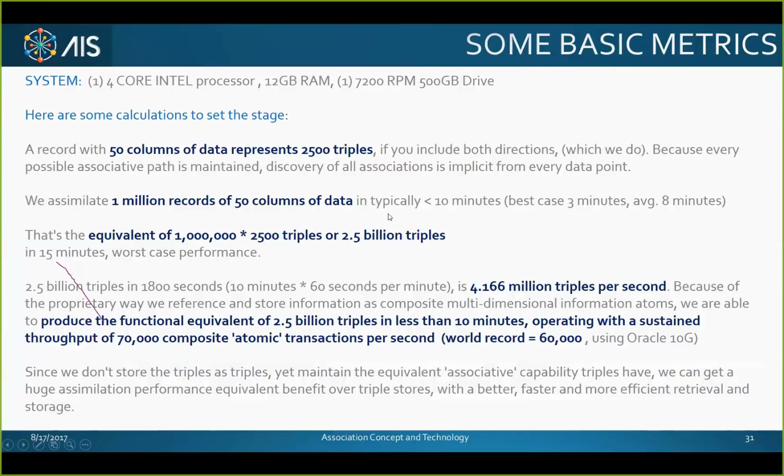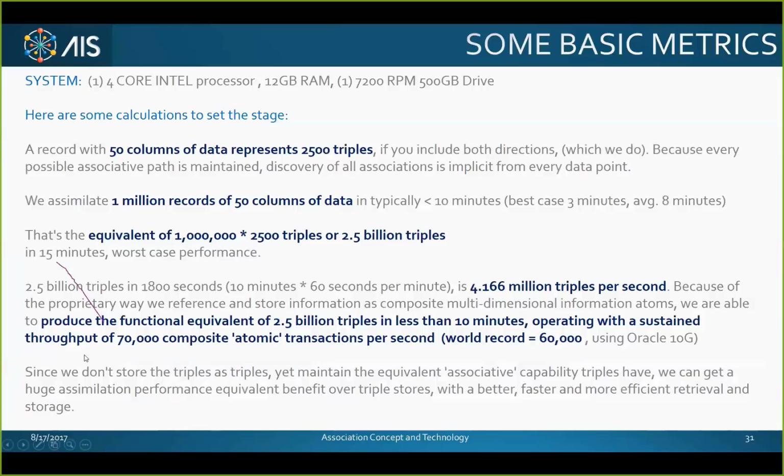So the equivalent is basically 2.5 billion triples. So we do the same work at 1% of the time necessary. That equates to 4.16 million triples per second, to give you an idea. And that's not optimized yet. Once I finish optimizing next year, that number will go up many dimensions.